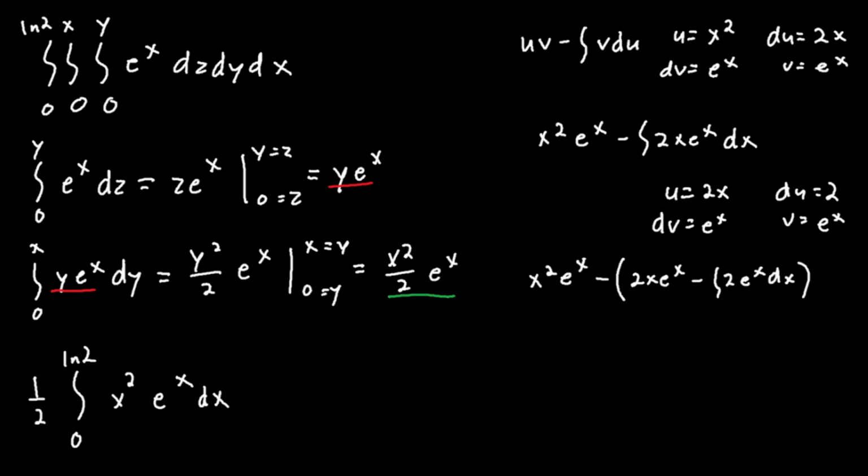And we can actually solve for this, because the integral of 2 times e to the x is just 2 times e to the x. So our final integral is x squared e to the x minus 2x e to the x plus 2e to the x, times 1/2. Don't forget the 1/2 out here. So everything is times 1/2, which results in the 2's being canceled out here.